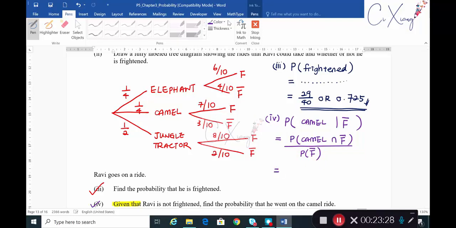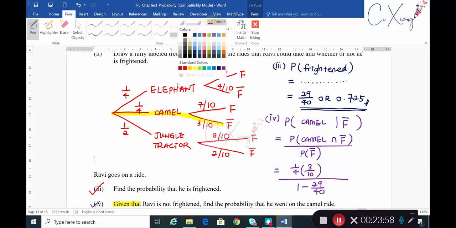Alright, so camel intersect with not frightened. If you look at your pathway here, this is the probability. Therefore, in your calculation, you have 1 over 4 divided by 3 over 10 over not getting frightened. For not getting frightened, you can take the shortcut, which is 1 minus 29 over 40.